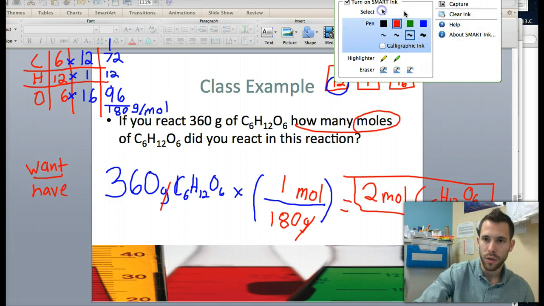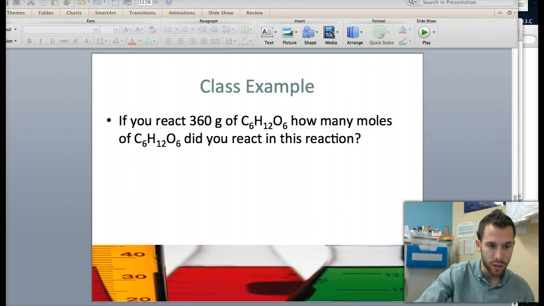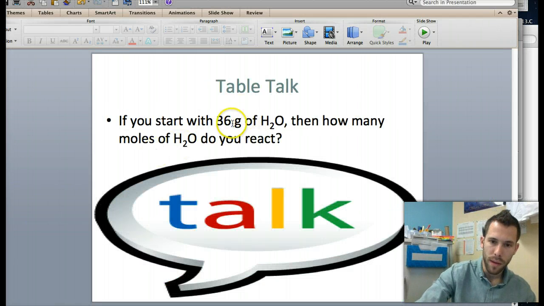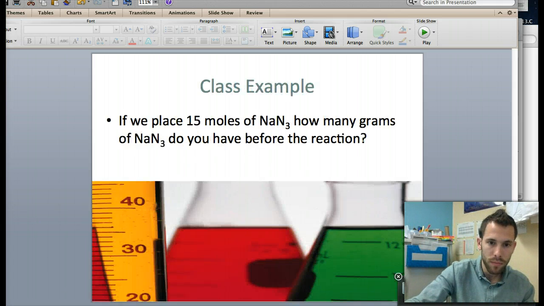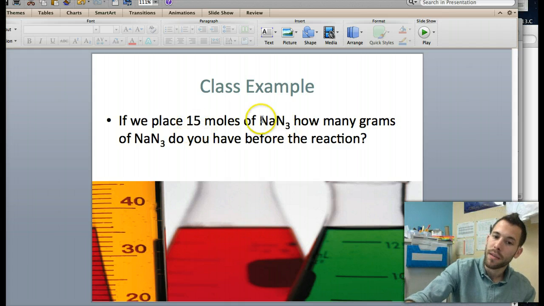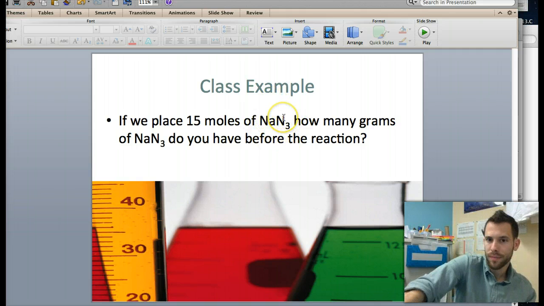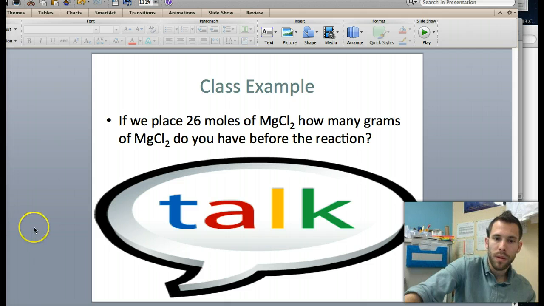If you're a little confused on that, that's okay. I want you to give this one right here a shot. See how you feel about it. Now we're dealing with water. If you have 36 grams of water, if you were to measure out a bucket of water and it measures 36 grams, how many moles do you react? I also want you to try with 15 moles of NaN3, which is actually sodium azide, the substance used in creating airbags. Go ahead and give this one a shot as well. MgCl2, we're going in the opposite direction.